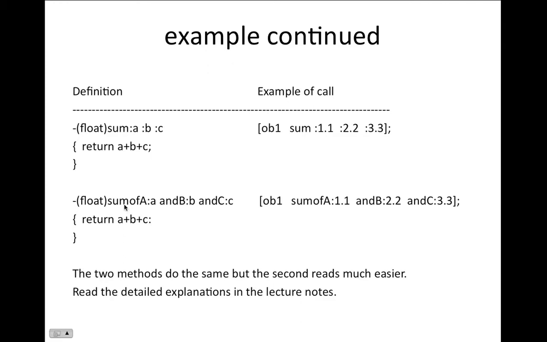And we have another one here. It's the same thing as sum of A, sum of B, sum of C, returning A plus B plus C. And we've got the sum of repeated. So the two methods are pretty much doing the same thing, but the second one reads much easier than the first one. Some might disagree. I actually think the first one reads easier than the second one, but we'll see.